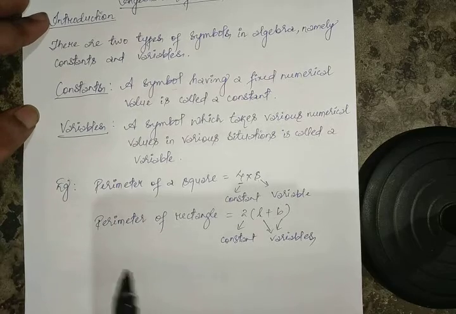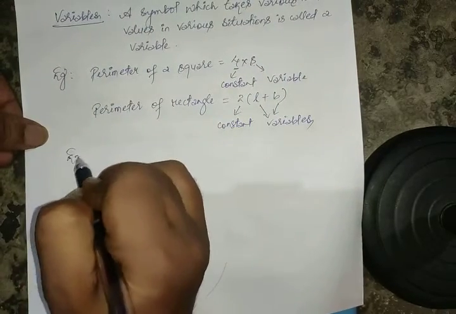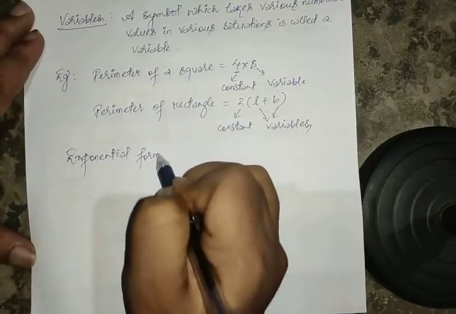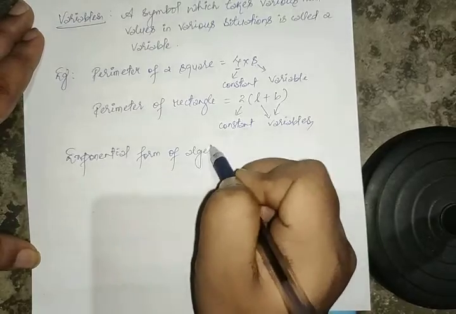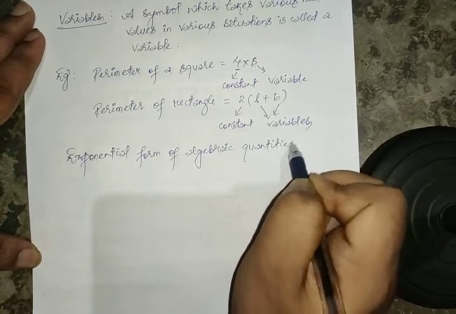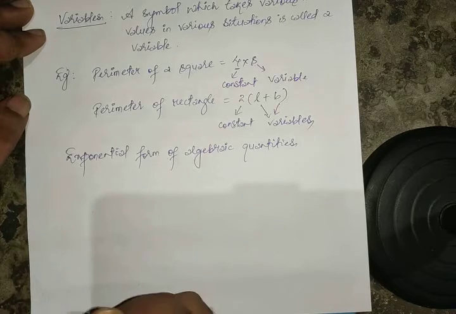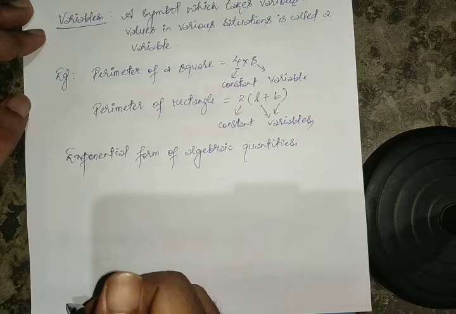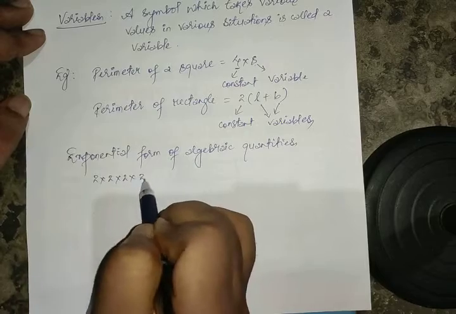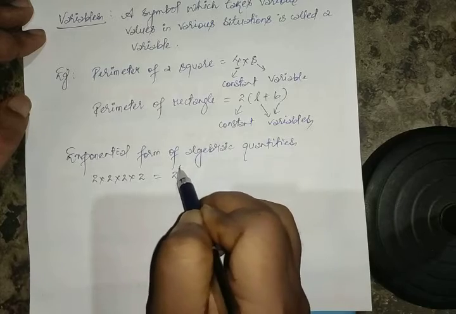Next we'll learn about exponential form of algebraic quantities. In the previous chapter we learned about exponents, right? How to write numbers in exponential form. For example, 2 is repeated like this, 2 into 2 into 2 into 2. Here 2 is repeated 4 times, so we write this in exponential form as 2 to the power 4, right?